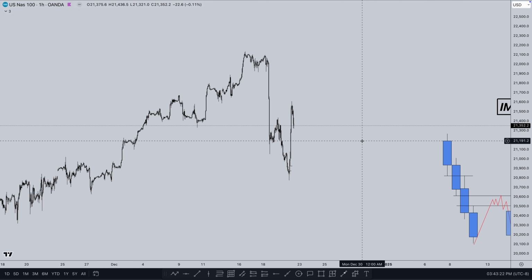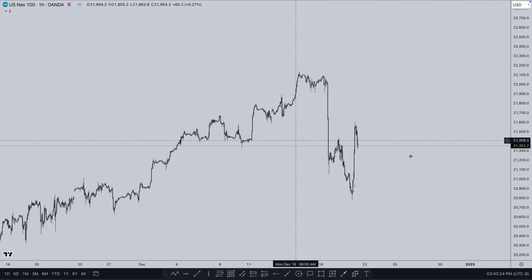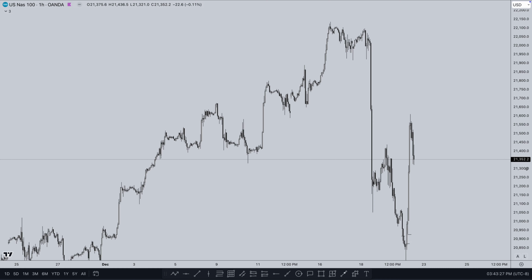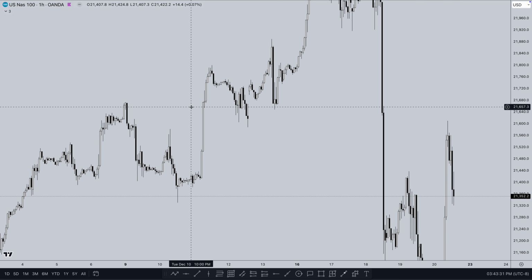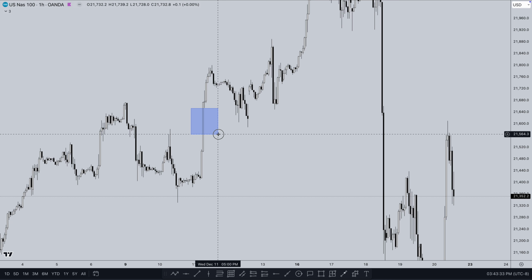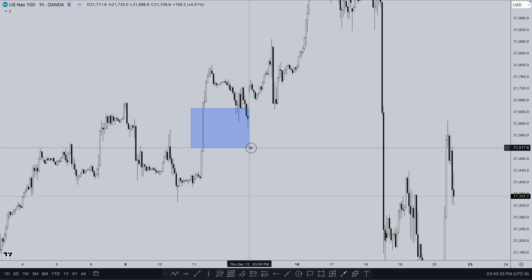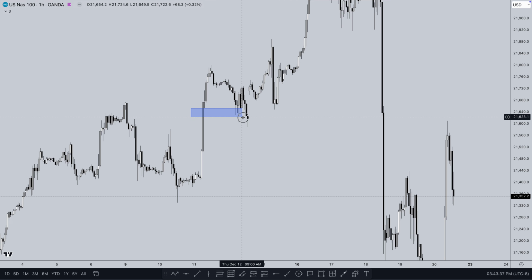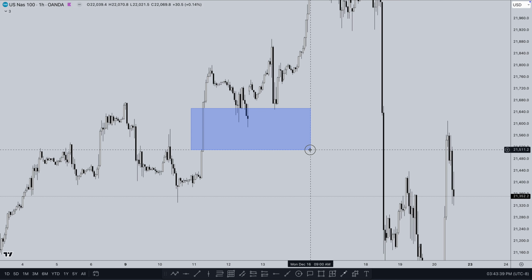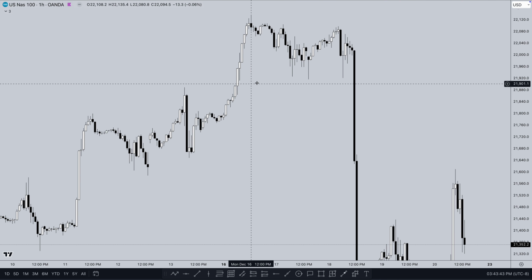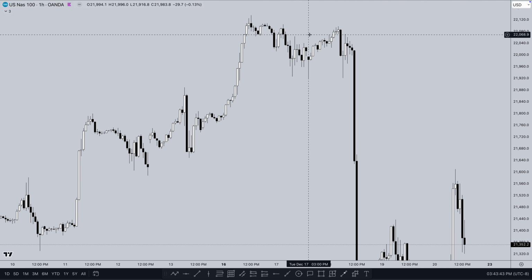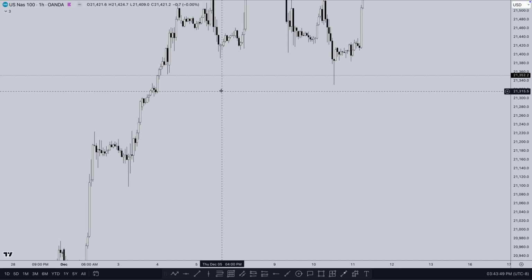I like to use imbalances on the higher time frames. Like for an example, we're not going to the higher time frame yet, but just an example of how imbalances can be used. We had this huge one right here. This huge gap. And notice how price came right into it and continued the uptrend. Okay, same thing down here. You'll see this happen very often.